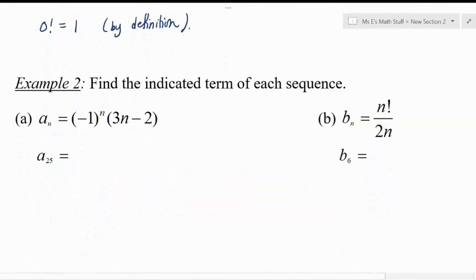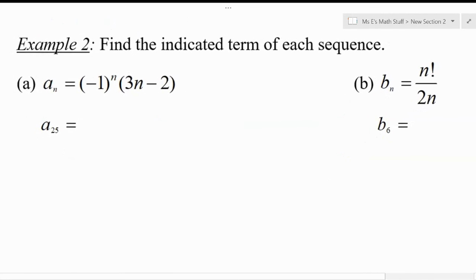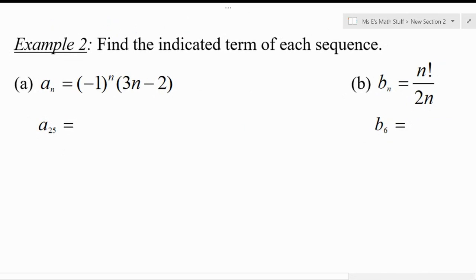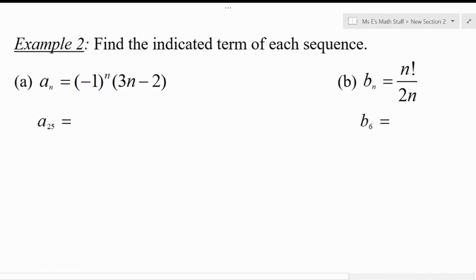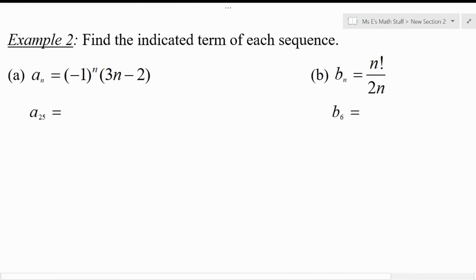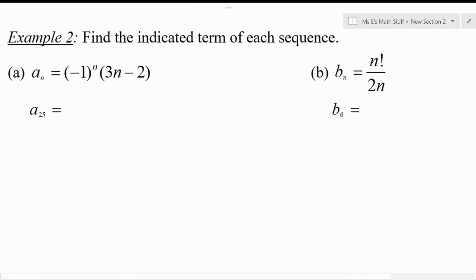All right, my friends, let's have you see about example 2, checking to see how well you're understanding the 2 concepts that we've talked about so far. Find the indicated term of each sequence. For part A, the nth term is defined as -1 to the nth power times the quantity 3n minus 2. And they want to know what the 25th term would be. And for part B, the nth term is defined as n factorial over 2 times n. And they want to know what the 6th term would be, given that definition. See how it goes. Check in with me in the next video.